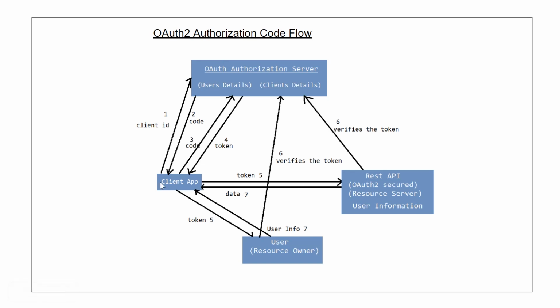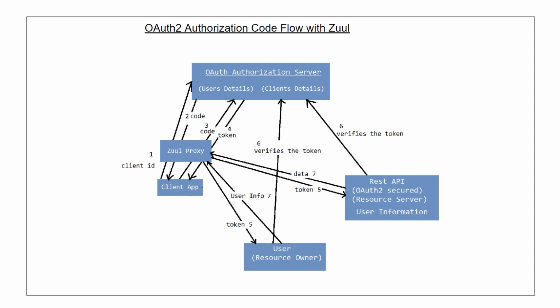This is the actual OAuth2 authorization code flow. The client application first requests a code from the authorization server by passing its client ID, and once it gets the code, it sends the code along with its client details and gets the access token back from the OAuth2 authorization server. It then uses this token to get the user's information and then uses this user information to grant access to that client application for those users.